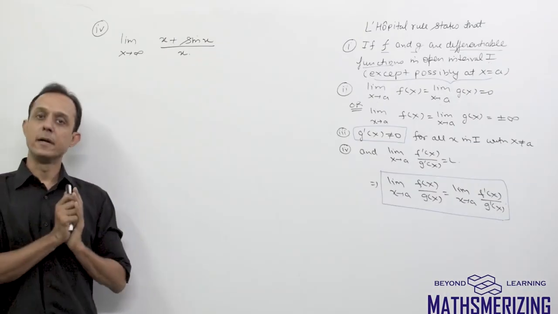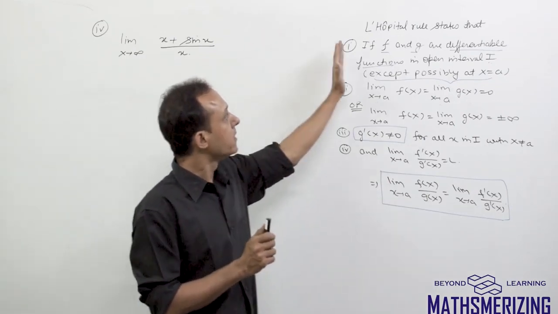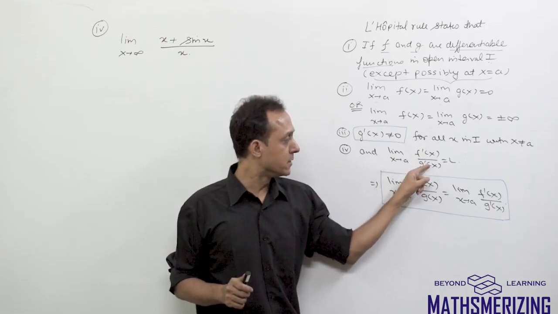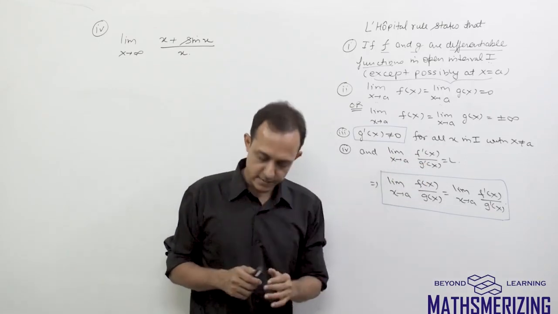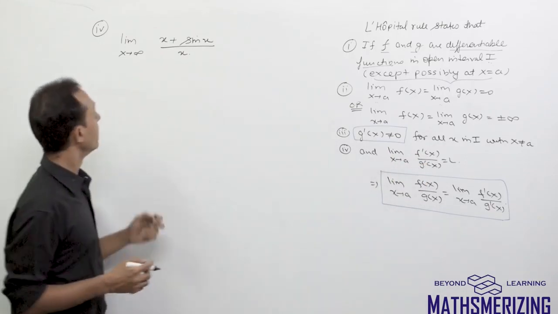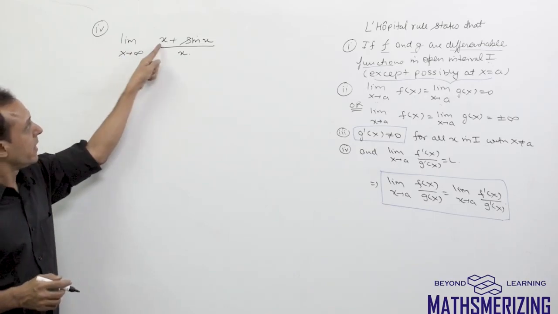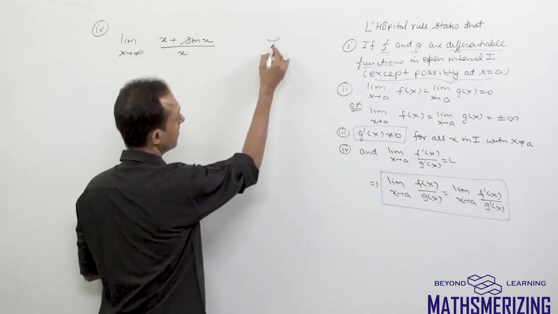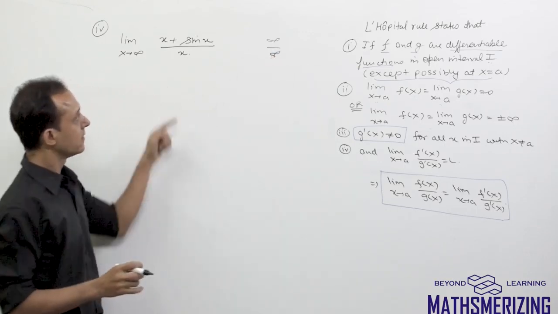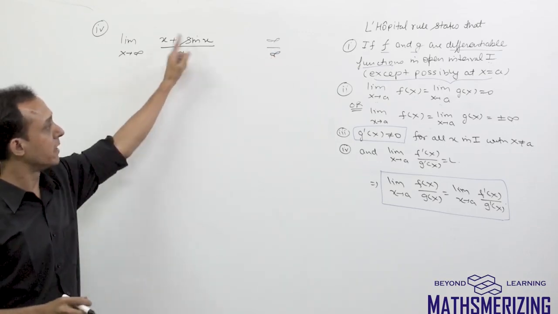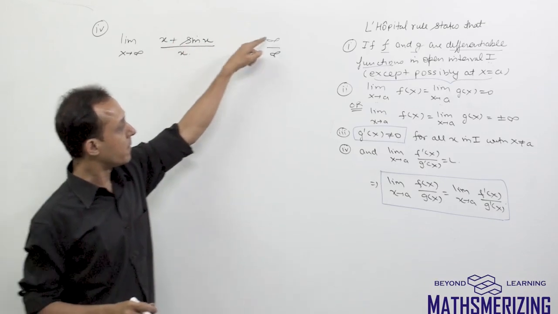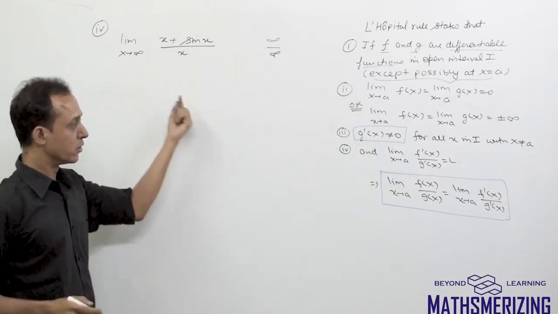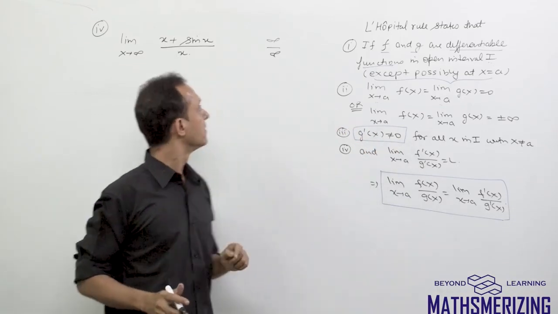And now the fourth necessary condition required for L'Hopital's rule to hold is that the limit x tends to a of f dash x upon g dash x should exist. For this we'll take up an example: limit x tends to infinity of (x plus sin x) upon x, which is infinity upon infinity form. These two functions are differentiable and continuous, and x is unequal to 0 in this interval.